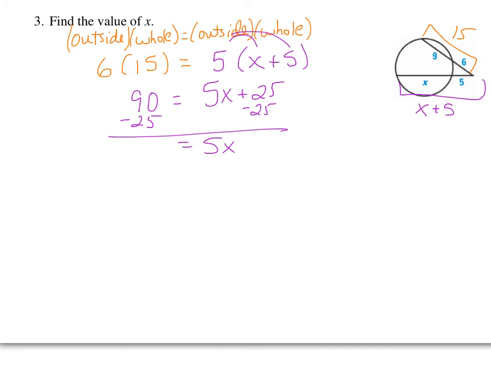So I get 5x equals 65. To get rid of my 5, I need to divide by 5. So I get x equals 13. And on this one, I just have to solve for x, so that's it.